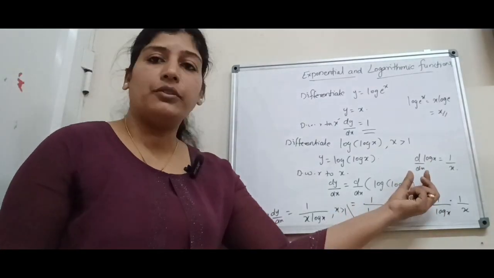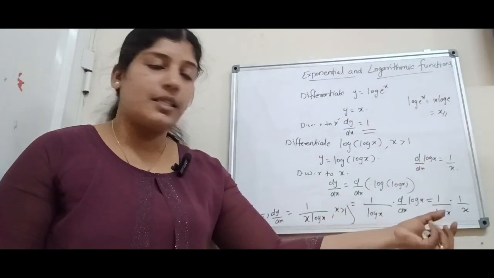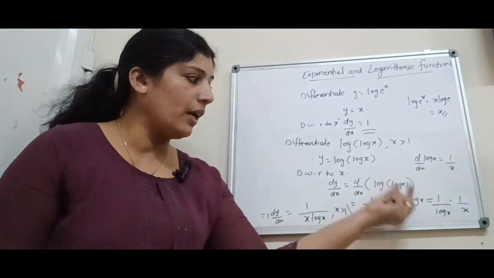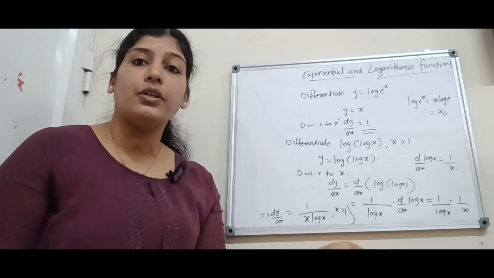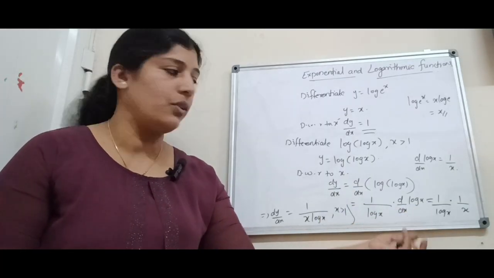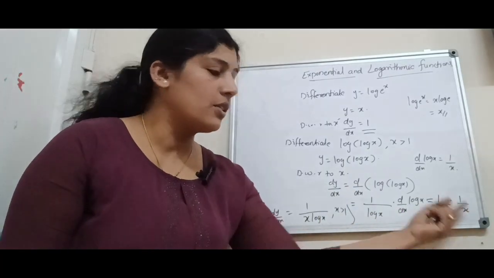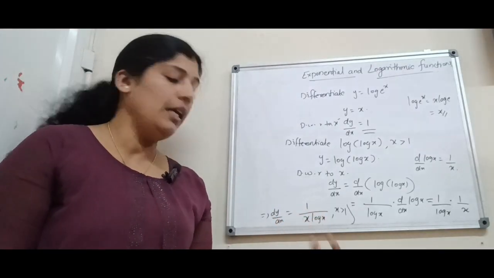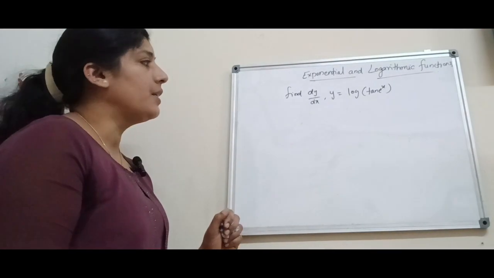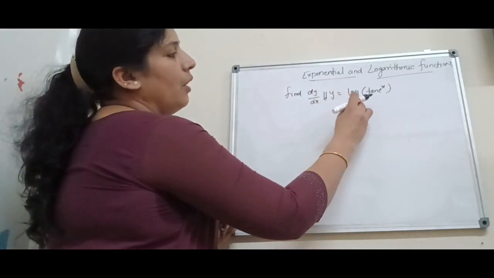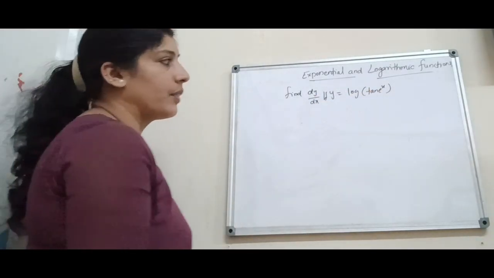Here we have to apply derivative of log x is 1 by x. Next we can consider the derivative of log x also. That is, the log function is defined in log x. Therefore, we can calculate d by dx of log x also. That is equal to 1 by log x into 1 by x. Therefore, dy by dx equal to 1 by x log x. Find dy by dx if y equal to log tan e raised to x.